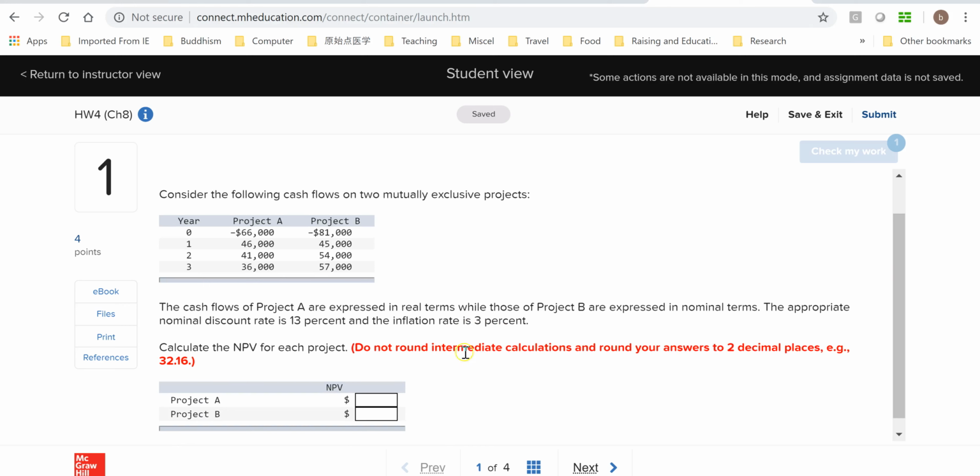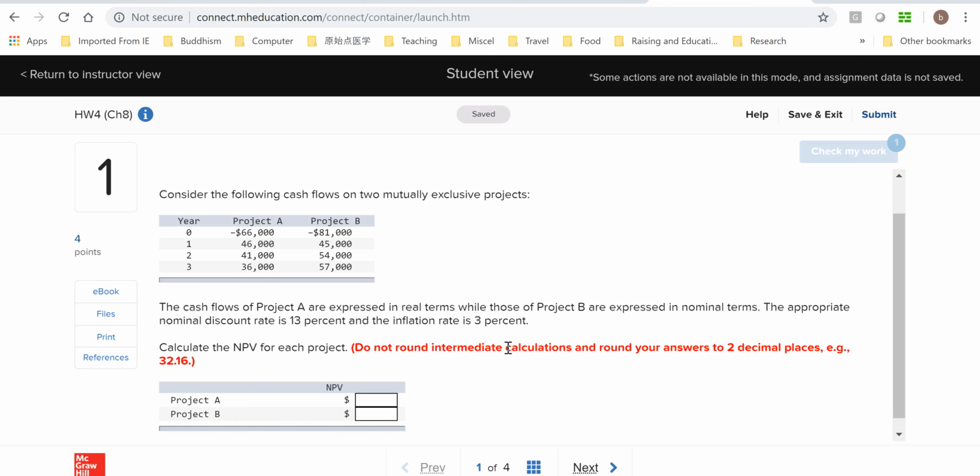Do not round intermediate calculations and round your answers to 2 decimal places. So this is a very important rounding requirement. Do not round intermediate calculations. Many times, if you don't follow this rounding requirement, the answer you got may be different from the answer which is allowed in Connect.